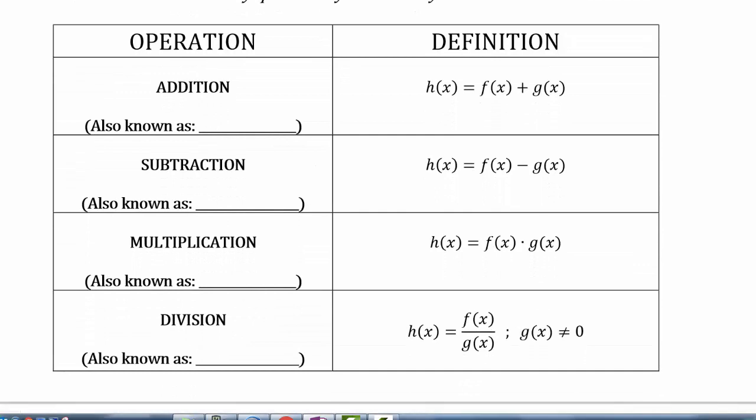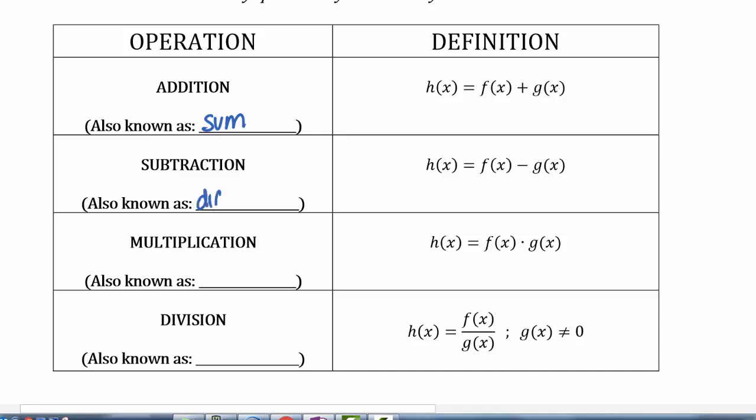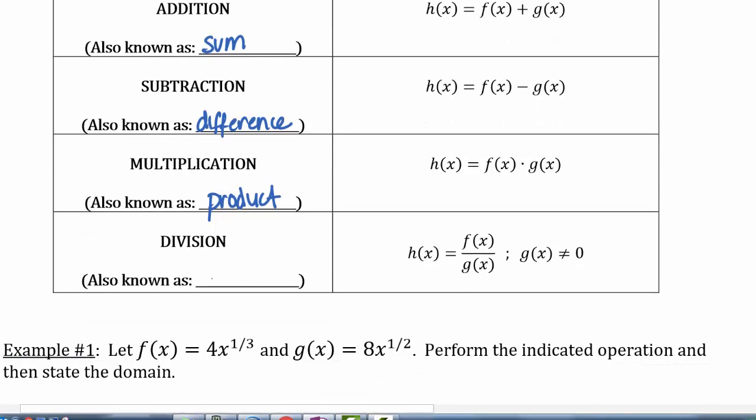Addition, also known as the sum: we're going to find the sum of f and g, so we add them together. Subtraction we call the difference, because we're going to find the difference. H here is the difference between f and g. Multiplication we call the product, so H is the product of f and g. And division is the quotient: f divided by g.